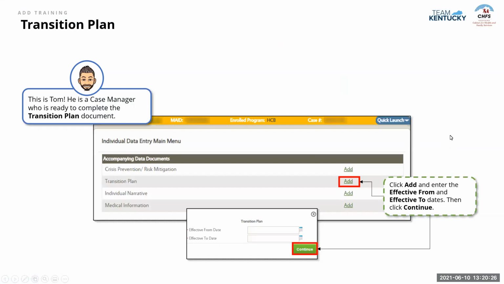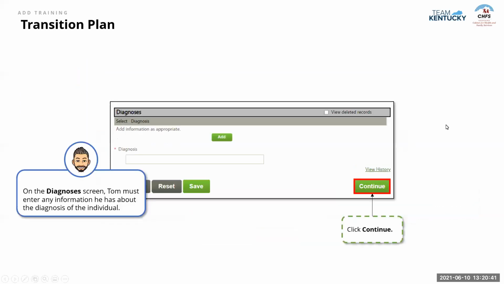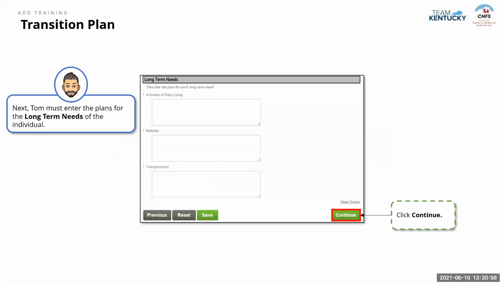For this example, we're going to have Tom, and he's also a case manager. He's ready to complete this transition plan document. So he's going to click Add, go ahead and enter the effective from and to dates, and then click Continue. And first, Tom's going to see the diagnosis screen. You must enter any information about that specific individual and any diagnoses that were made about that individual. Tom enters that information. He's going to click Continue.